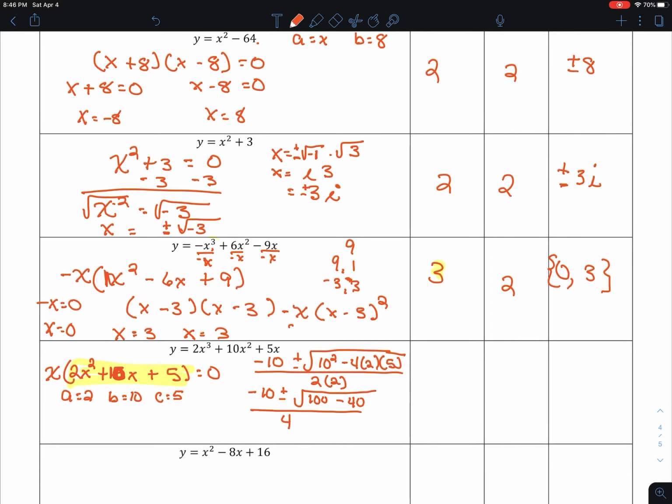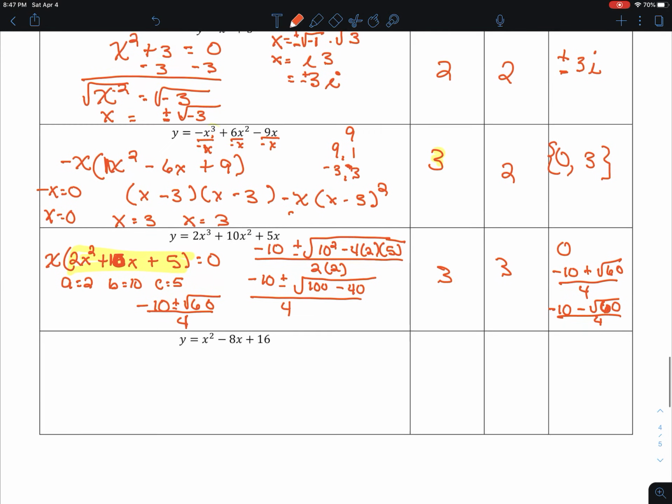We don't do a lot of simplifying in this class, so we're going to just call that negative 10 plus or minus the square root of 60, over 4. So that would be our answer. We're just going to leave it like that. So we do have 3 solutions. It's cubic, so we have 3 solutions. The solutions are 0, negative 10 plus the square root of 60 over 4, and negative 10 minus the square root of 60 over 4. So those are my 3 solutions.